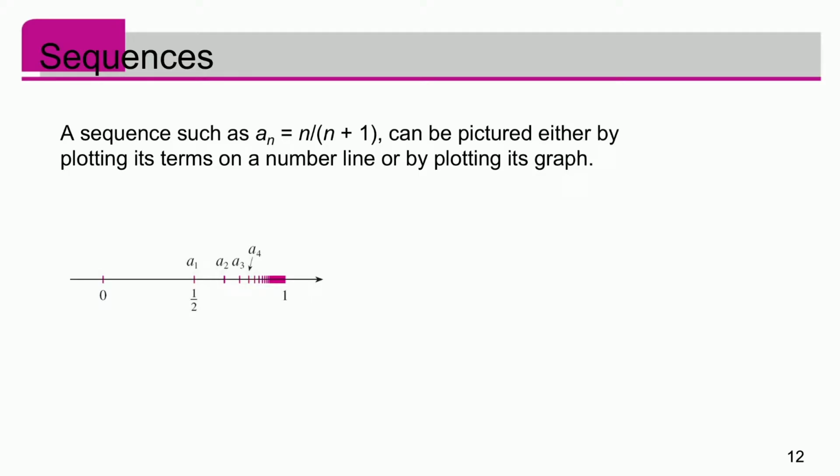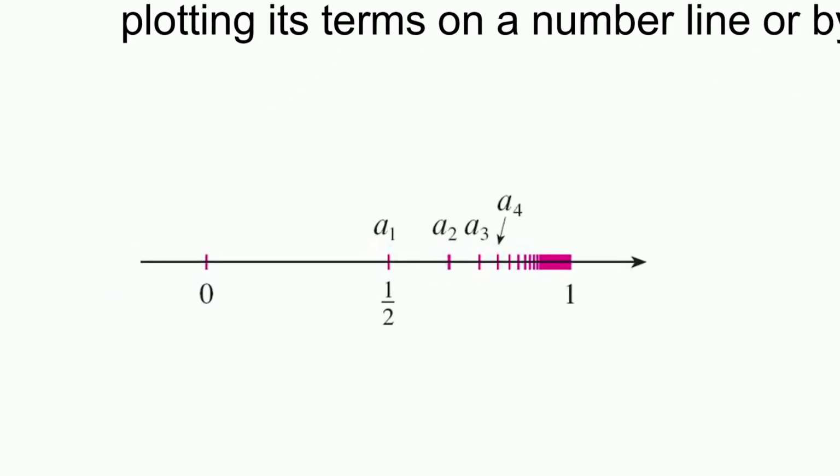The book made that one. But you can see what's happening here: here's a sub 0, a sub 1, a sub 2, a sub 3, a sub 4, and then the numbers keep getting closer and closer to 1. And so what we're going to talk about is a limit. The limit as n approaches infinity of this sequence is going to be 1.